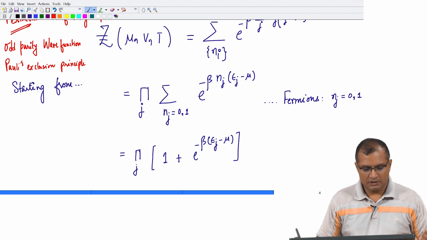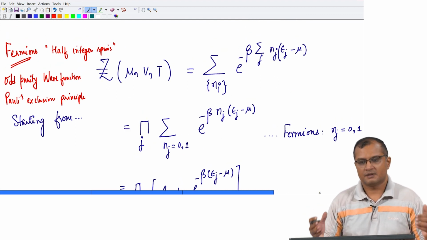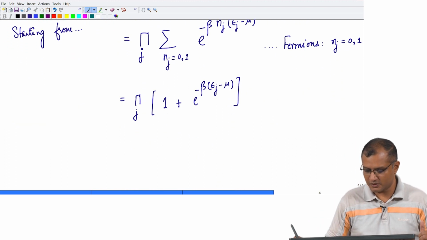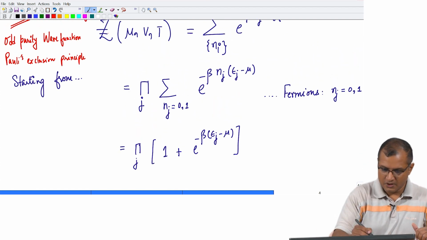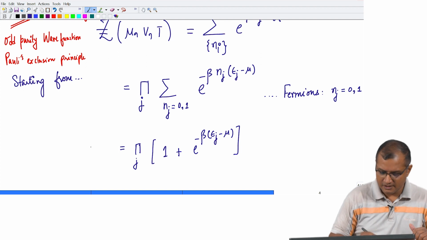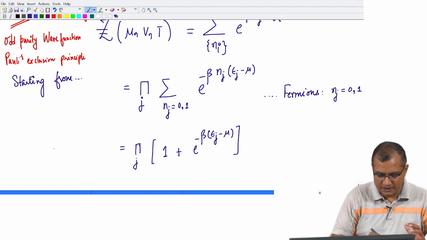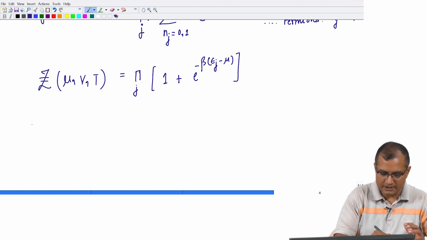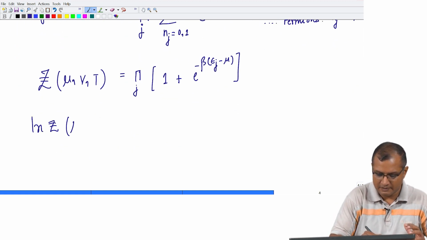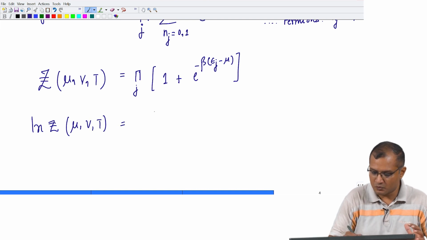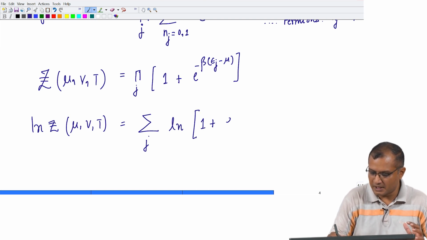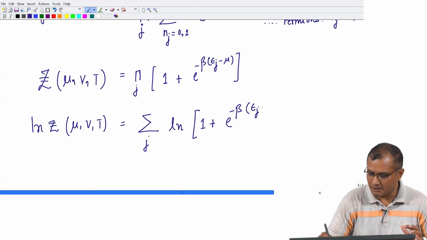So, the system of fermions, with half integer spins, has an odd parity wave function and follows Pauli's exclusion principle, which leads us to this definition of the grand canonical ensemble. So, we were doing the statistical mechanics purely from quantum mechanics, and that has led to this stage, and I can now take the logarithm of this, and this would be nothing but the summation over j of ln of 1 plus e raised to minus beta (E j minus mu).